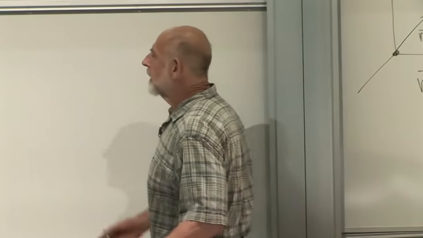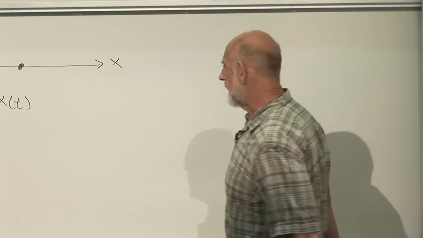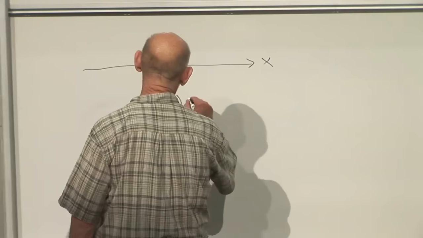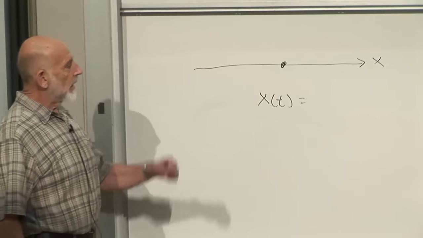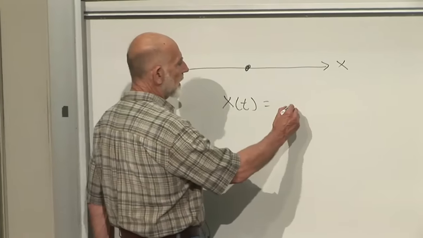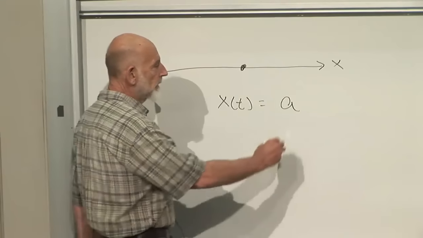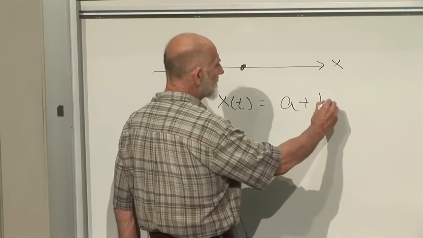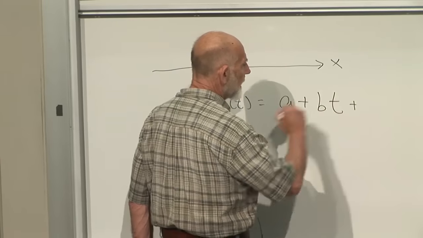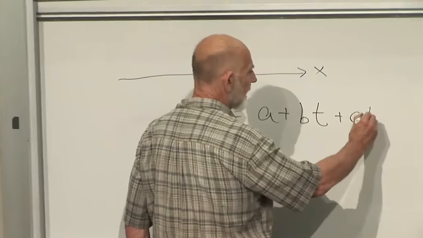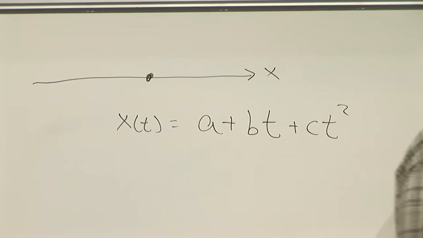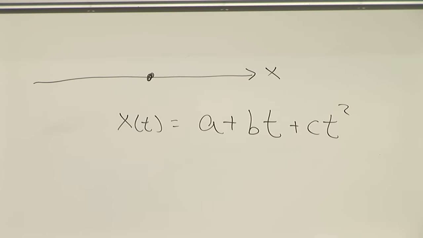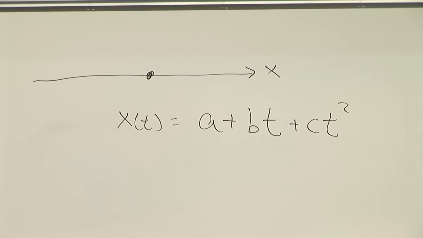And let's, as an example, write down a particular formula for x of t. This is x of t, which we're going to assume is a constant, some number a, plus b times t, plus c times t squared. Now, there's nothing to prevent us from going on, but let's suppose that is the formula which tells us where the particle is at any given time.